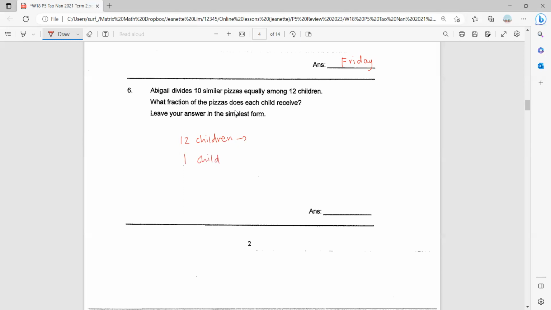Okay, this way it's easier to tell which number you're supposed to divide. So 12 children share 10 pizzas. So one child means that you have to divide this by 12, right? So this is 10 divided by 12, not 12 divided by 10. So simplify, this will be 5 over 6. So that is the answer.